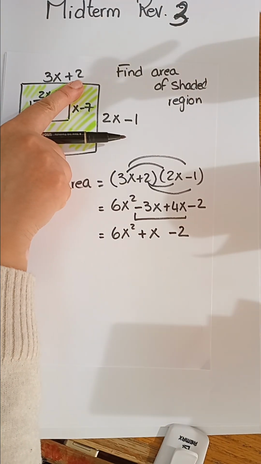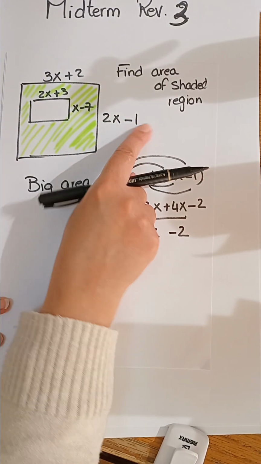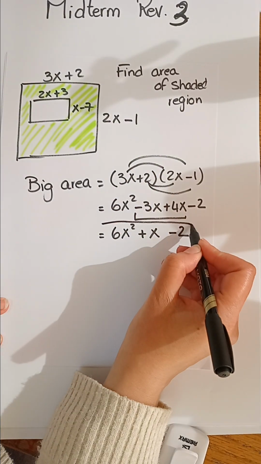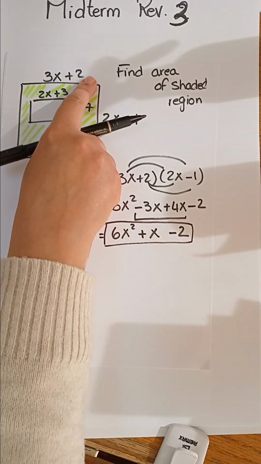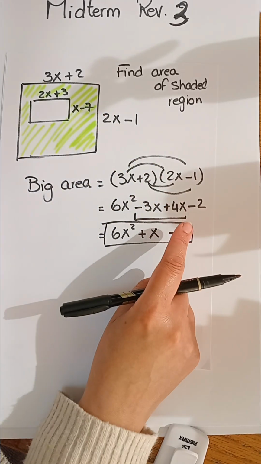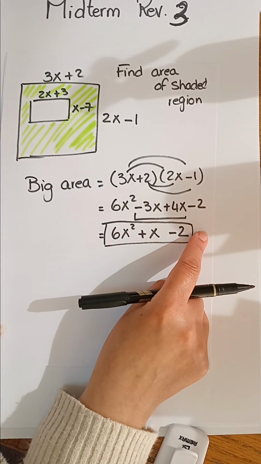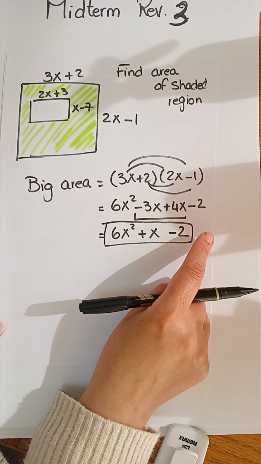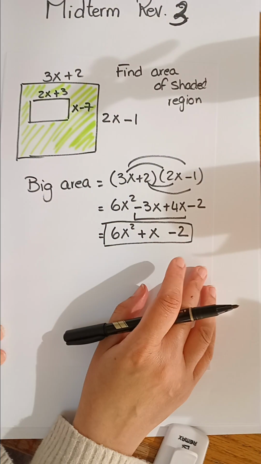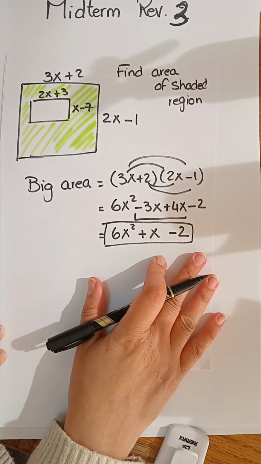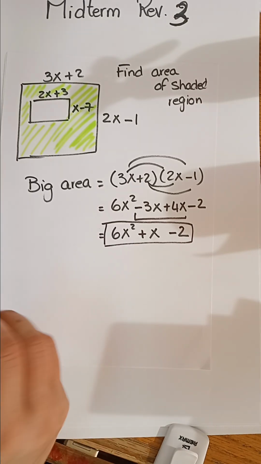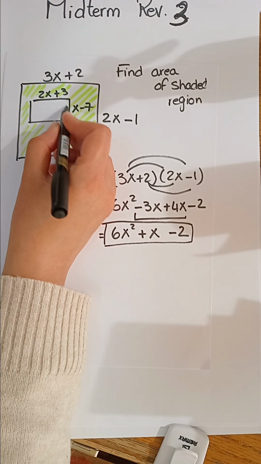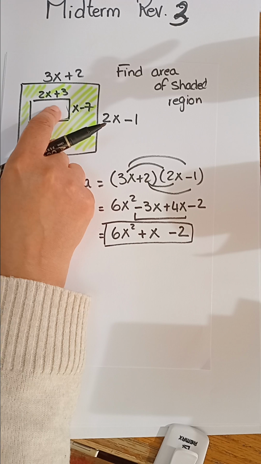Since they do not include any unit here, I'm not going to put feet squared or meters squared or anything. If they had put feet or meters or whatever, I would have included feet squared or meters squared or whatever unit they have. But since they don't have anything here, I'm just going to put the area as it is. Now it's time to find the area of the small rectangle, the white part here.